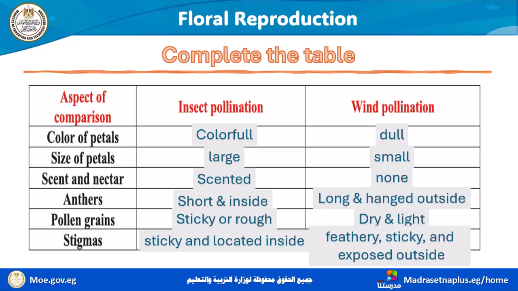carried by the wind. So, in this table, we compared insect pollination and wind pollination according to these points of comparison: the color of petals, the size of petals, the scent and nectar, the anthers, the pollen grains, and stigmas.